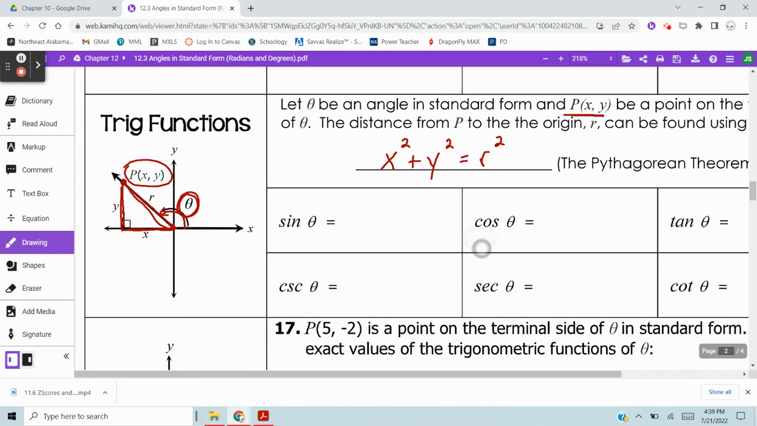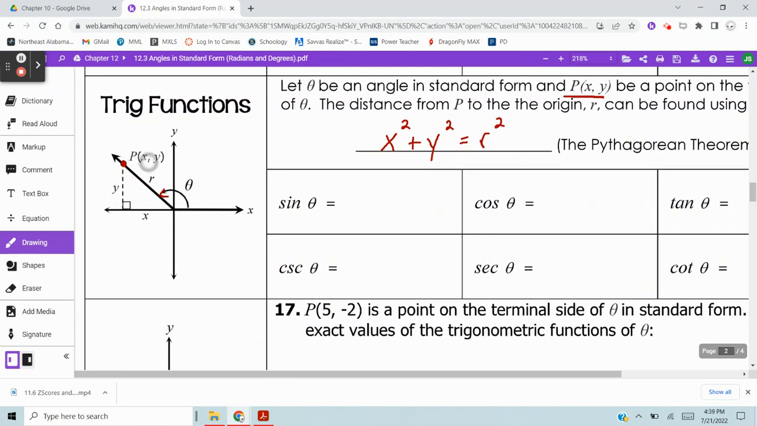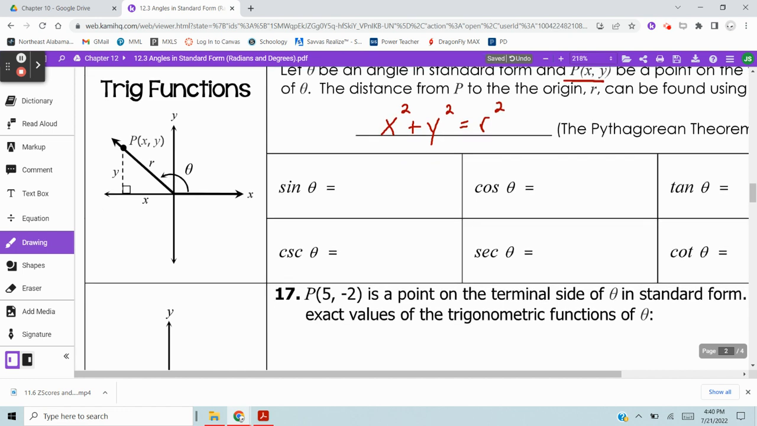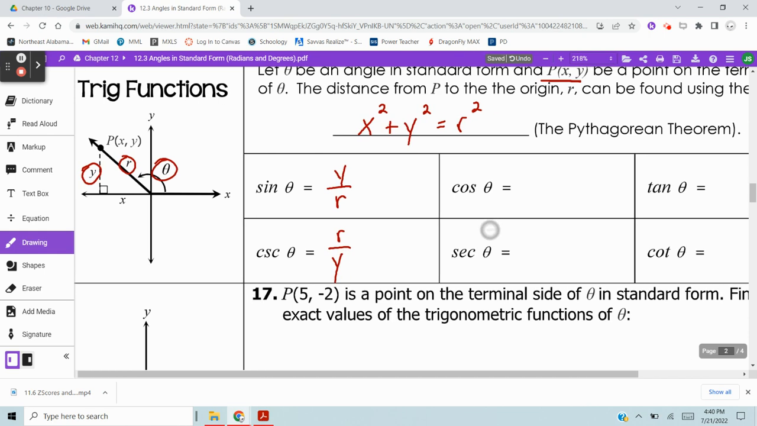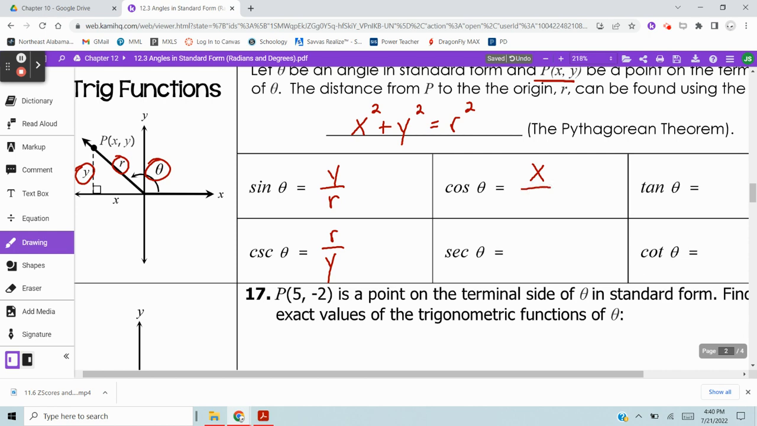So not only is that true, but if we go back and review a little bit, if we're talking about the sine, cosine, and tangent of those angles, and we're going to relate this again to those other 200 and 300 degree angles that we've been talking about, the sine of this angle is going to equal opposite over hypotenuse. It actually equals y over r. So cosecant would be the reciprocal of that, r over y. Cosine will always equal adjacent over hypotenuse. So secant would be the reciprocal of that.